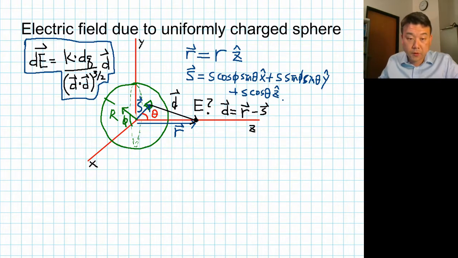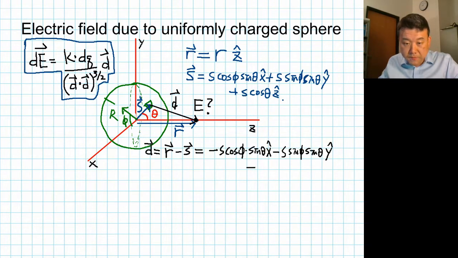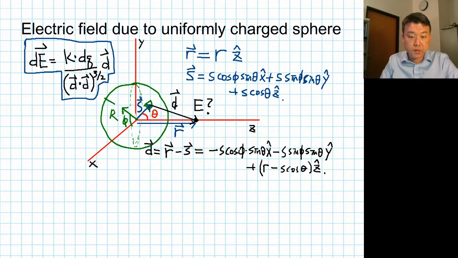I can write it out in component form. Let me move it over here first. The d vector is going to be equal to, since s has all the components and r has only one, minus s cosine phi sine theta x hat, minus s sine phi sine theta y hat, plus r minus s cosine theta z hat. All right, that's the d vector. I think we have everything we need to write out this infinitesimal contribution to the electric field.